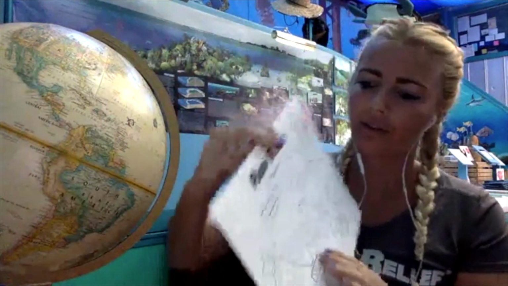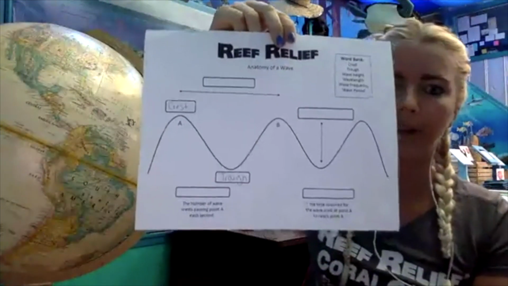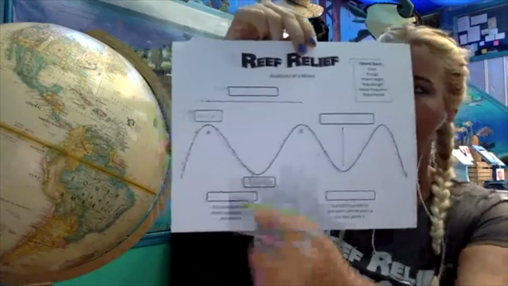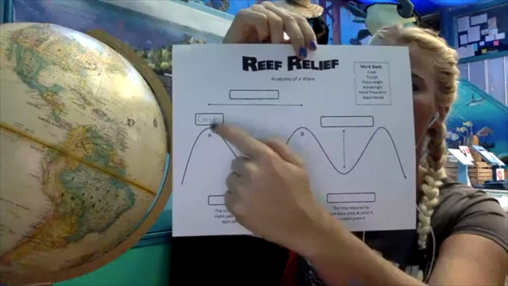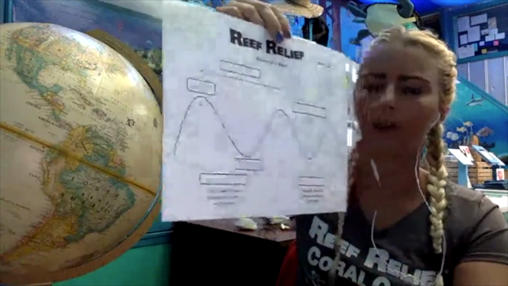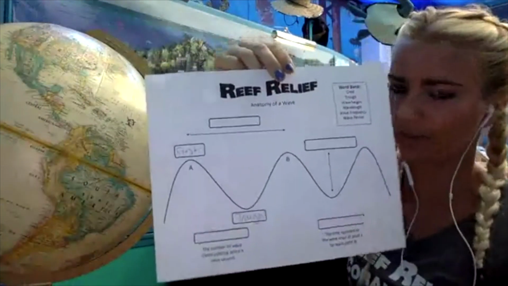Alrighty, so now let's think about wavelength. What do you think the wavelength is going to be? Give it a guess. The wavelength is going to be right here from crest to crest. That is going to be your wavelength. So guys, your wavelength is crest to crest. Your wave height is crest to trough.